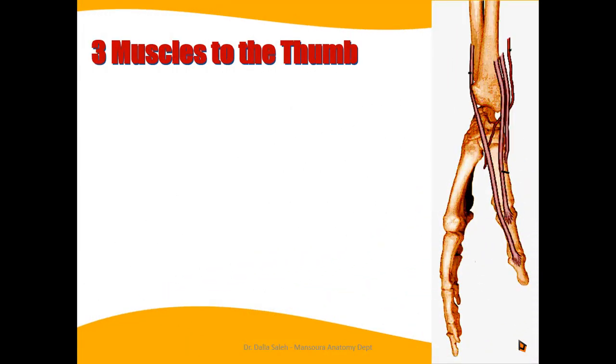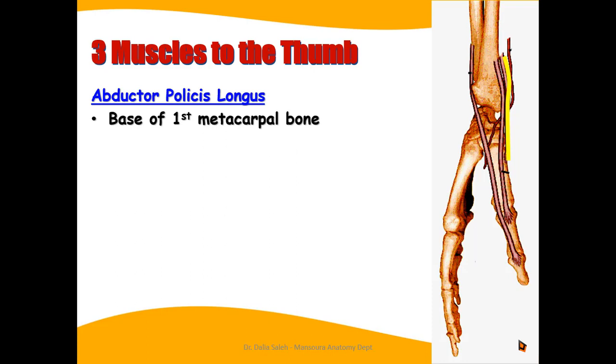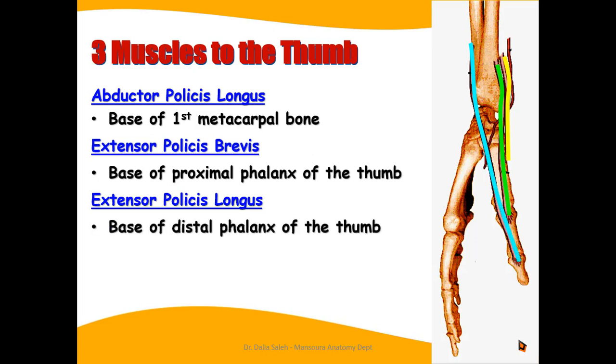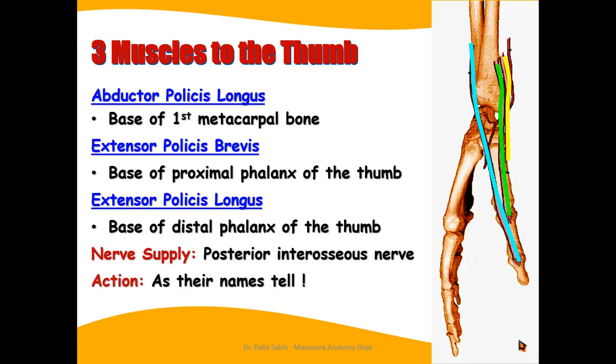Their tendons go downward to the thumb and insert as follows. The abductor pollicis longus into the base of the first metacarpal bone. The extensor pollicis brevis into the base of the proximal phalanx of the thumb, while the extensor pollicis longus into the base of the distal phalanx of the thumb. They all are innervated by the posterior interosseous nerve, and their action, as their name tells.